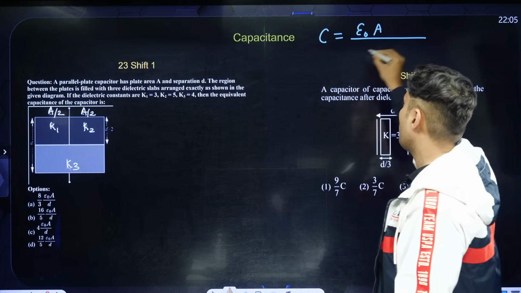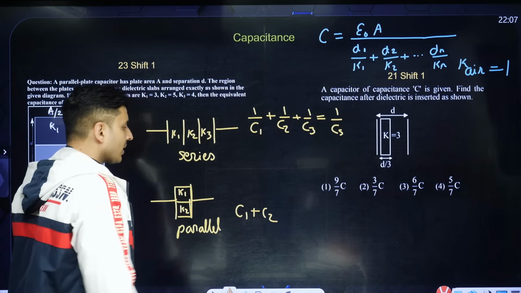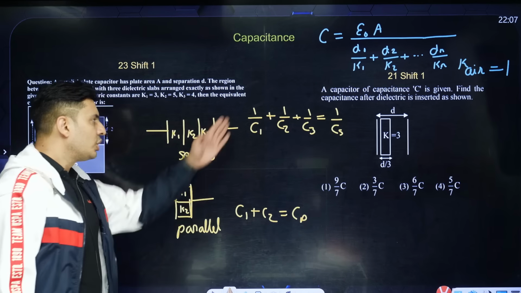In these type of questions, you need to figure out how the charge is getting distributed. See, if the slabs are one after the other, this is K1, this is K2, this is K3, then obviously they are in series. But if you see the slab here and here, this is K1, this is K2, then it is obviously in parallel. Use capacitance in series and parallel formulas. Like for parallel, it is C1 plus C2, whereas for series, it is 1 by C1 plus 1 by C2 plus 1 by C3 is equal to 1 by CS. This is nothing but CP. So you should know how we combine capacitances in series and parallel.